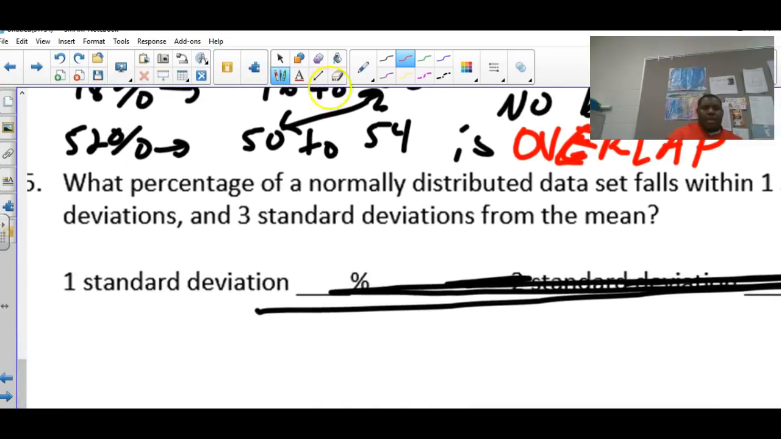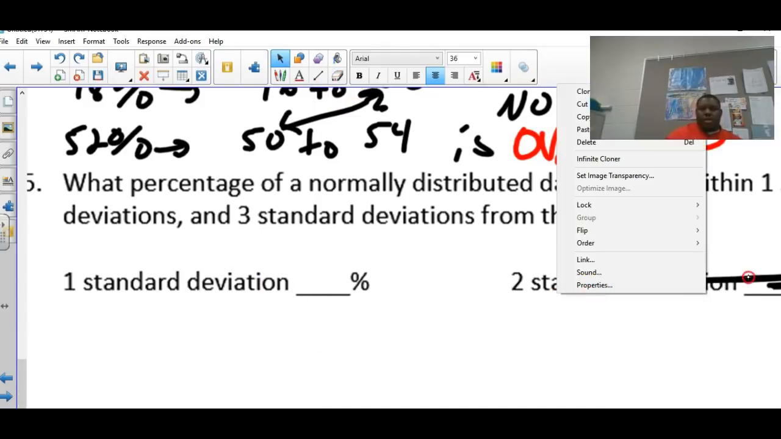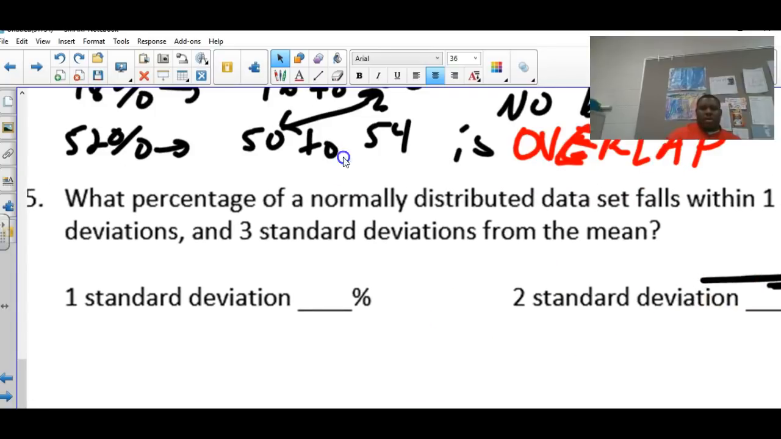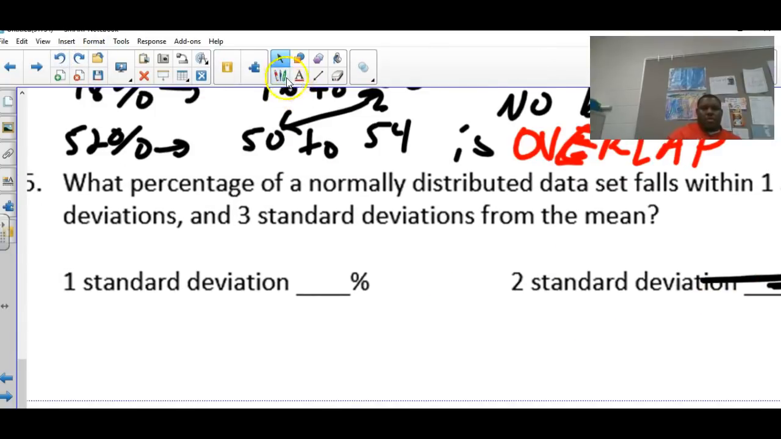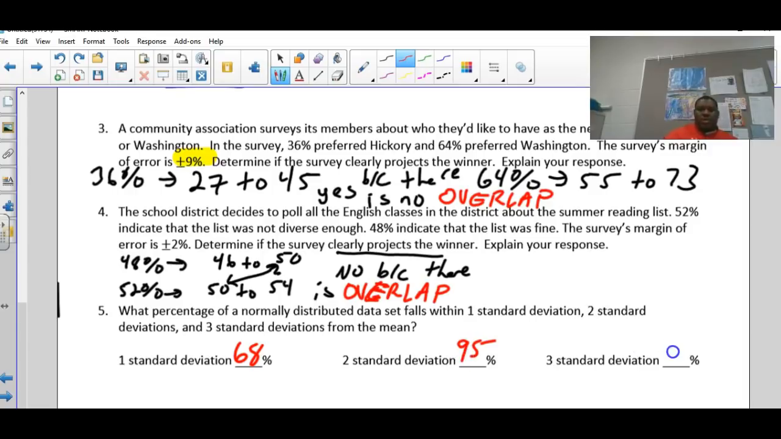Let's look at number 5 down here. This is directly from the 11.2 notes, 100% from 11.2, so familiarize yourself with this. One standard deviation will always have 68%, guys. That will never change. 2 standard deviations will always have 95%, and 3 standard deviations will always have 99.7%. Those won't change, okay?